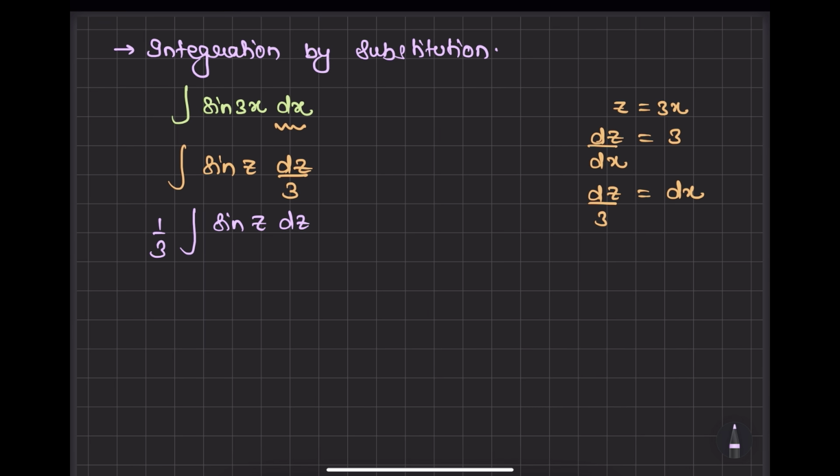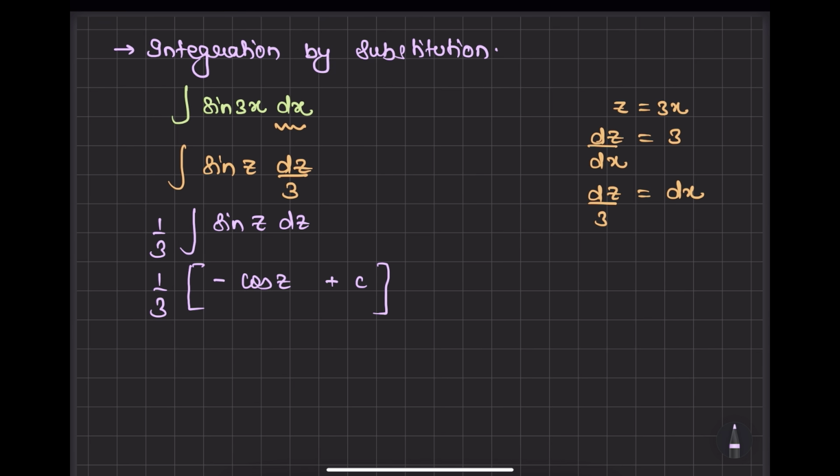Now you know the formula of the sine function. The integration of the sine function was minus cos x. This is z, so cos z. This time we got the answer in minus cos, so we will put minus and then plus the integration constant. Now look at this. They have given you the question in terms of x, but you have manipulated the question and converted it into z.